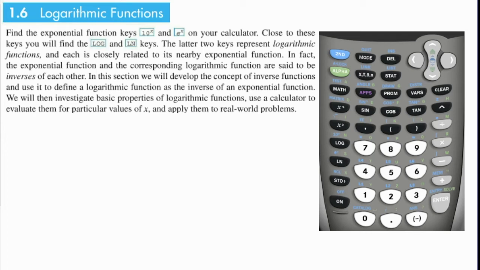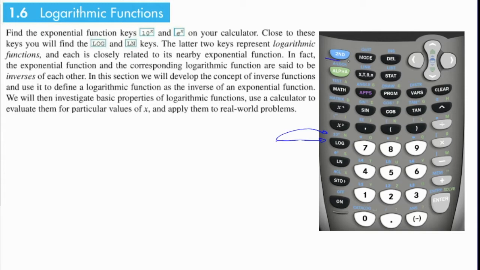This is Applied Calculus, Section 1.6, Logarithmic Functions. We start by identifying a new type of function called a logarithm, and it is the inverse of its exponential counterpart. And our textbook just wants us to get familiar with the location of the log keys on our calculator. You'll notice that the TI calculator places the log key with its inverse function as the secondary key.